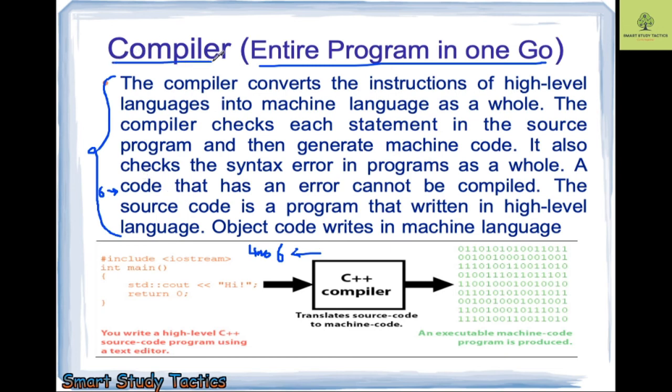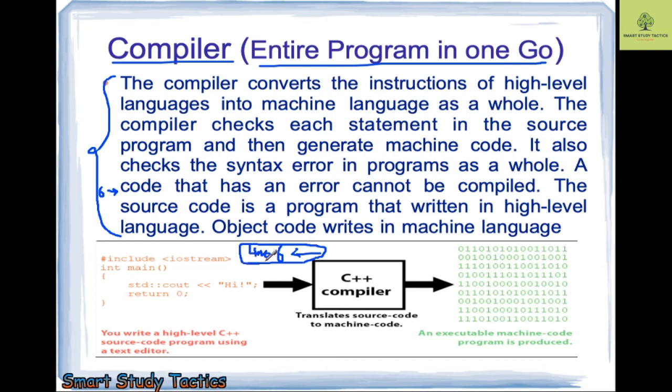It means the compiler will run the whole program in one go, and if any error is there, it will show it at the last. Until you clear the error, it will not execute. Okay, I hope the things are clear.